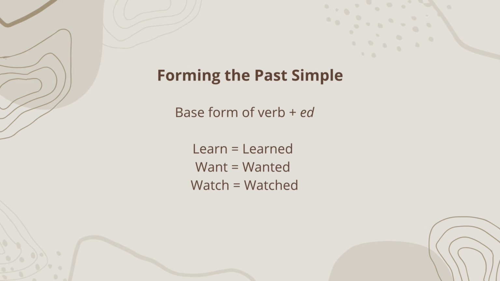Now, before we start talking about how to use them, let's talk about how to form them. To form the past simple, it's actually quite easy. All you have to do is take the base of the verb and add ed to the end. For example, the past simple of learn is learned. The past simple of want is wanted. And the past simple of watch is watched.